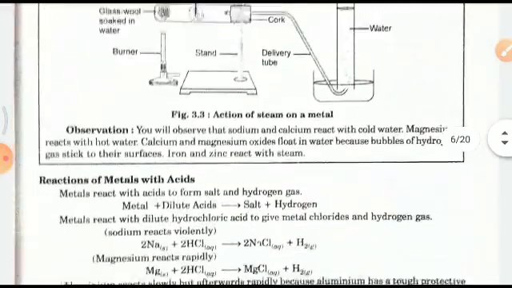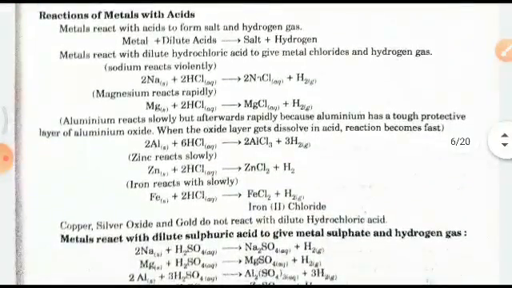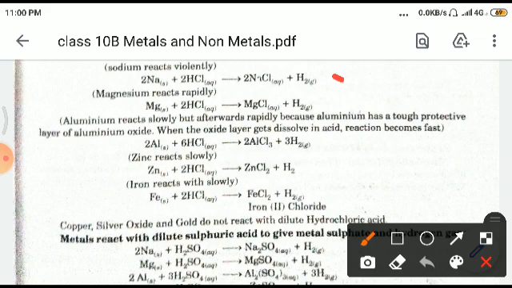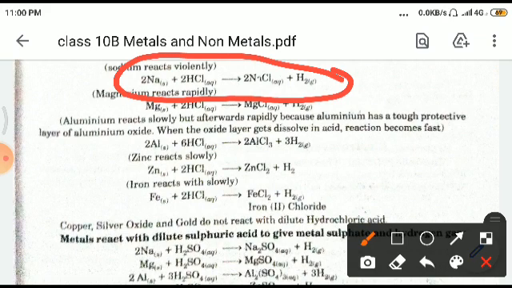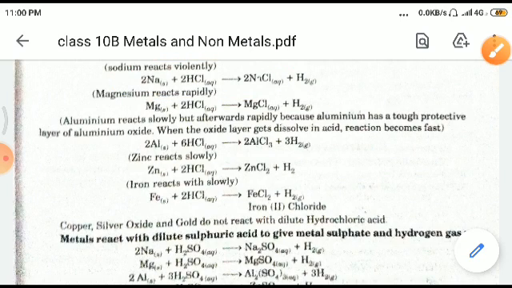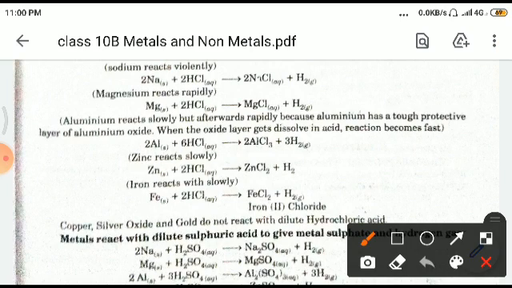Now we come to the reaction of metals with acids. With acids they form salt and liberate hydrogen gas, right? You can see here sodium, magnesium, aluminium, all react. See this reaction here: sodium reacts with HCl to form NaCl with hydrogen, right? Metals like copper, silver and gold do not react with dilute hydrochloric acid, right?